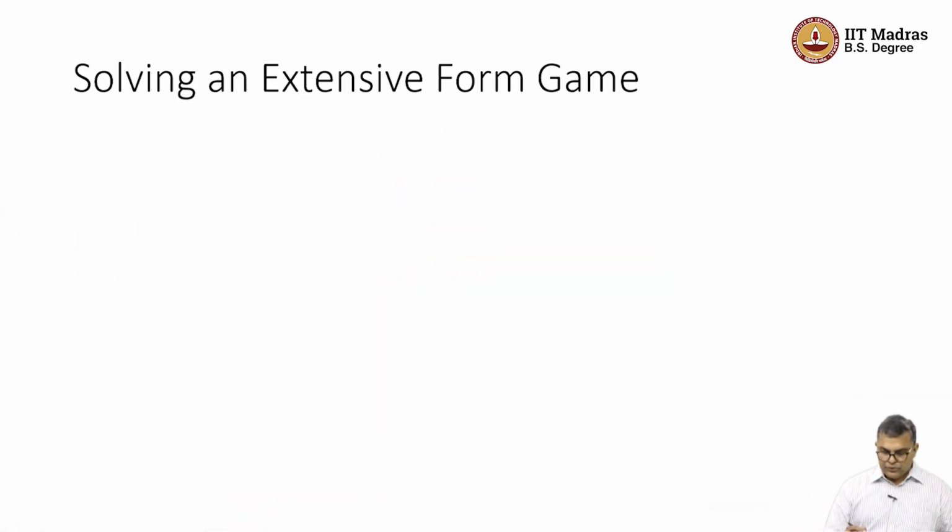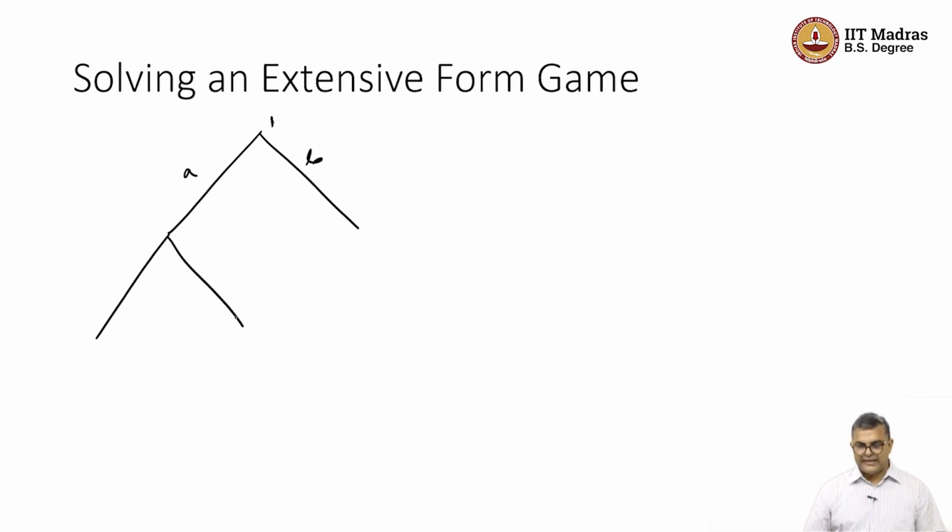So, now we are going to learn how to solve an extensive form game. We have already done so, but now we are going to look at it in a little bit more detail. So, let us take an example. Here we have that player 1 decides to play A or B. If player 1 decides to play B, then the game ends.